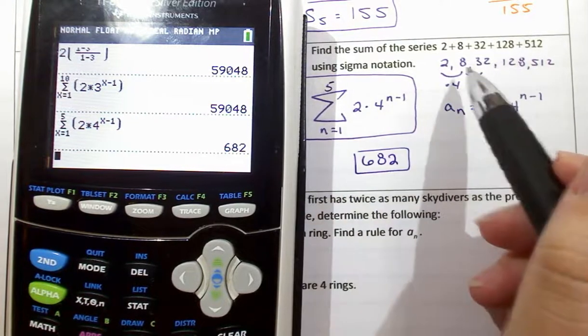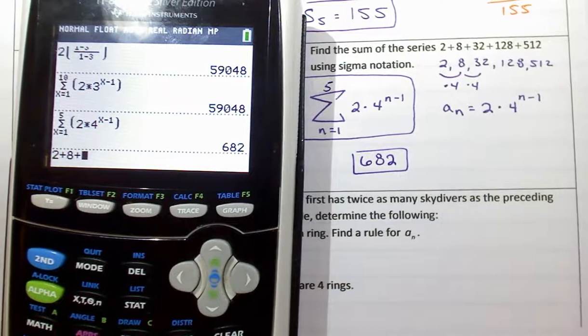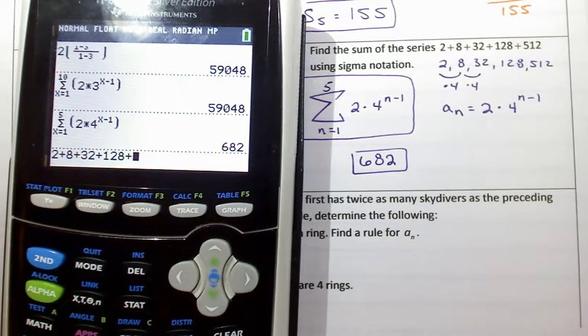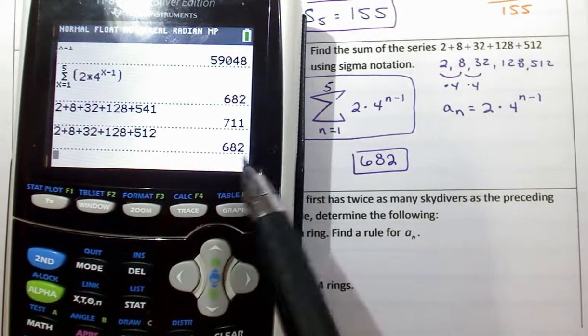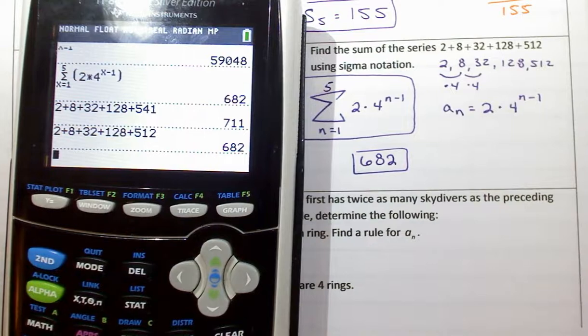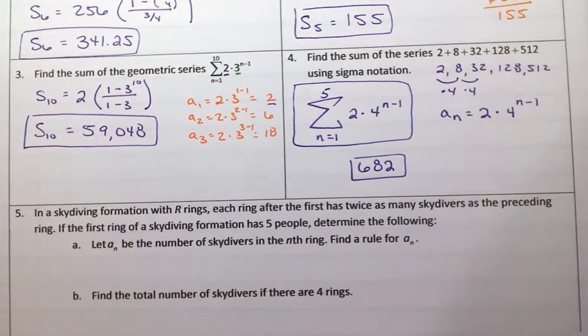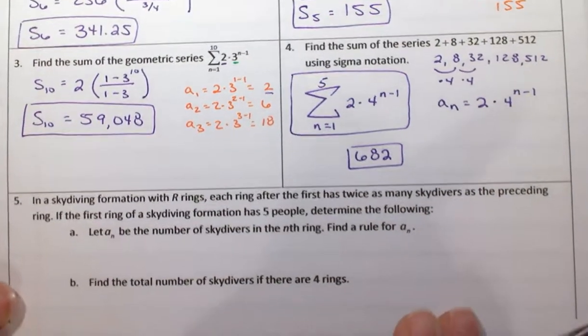Again, we can count to make sure. 2 plus 8 plus 32 plus 128 plus 512. Whoops, helps if you type it in the right way. Notice we get the same answer. So this just gives us another way to check, being able to rewrite it in summation form.